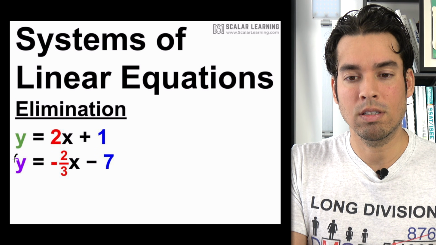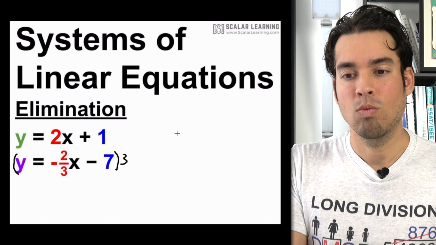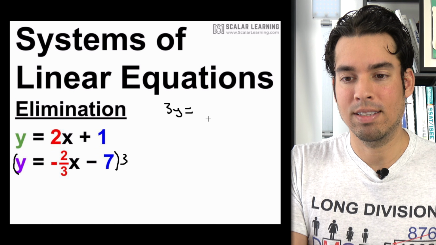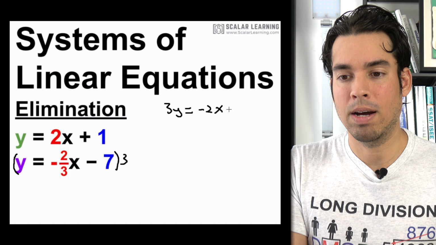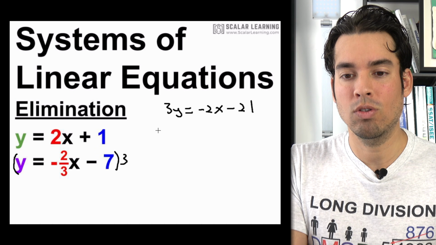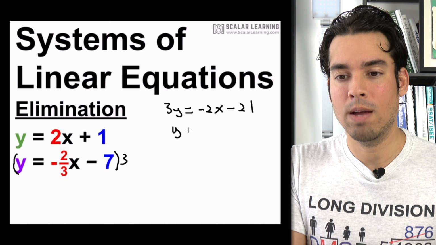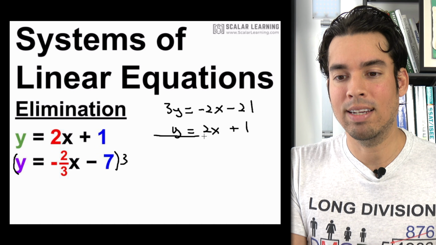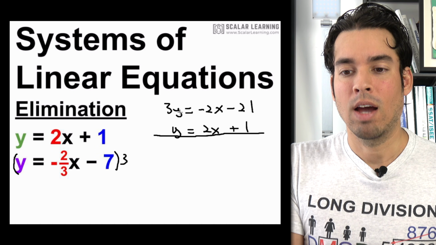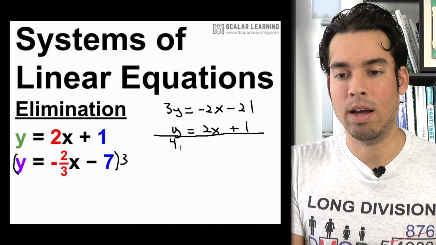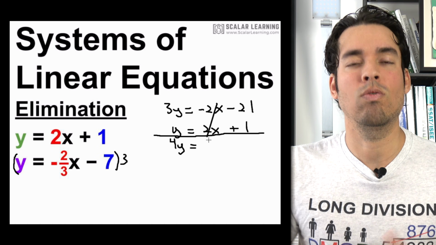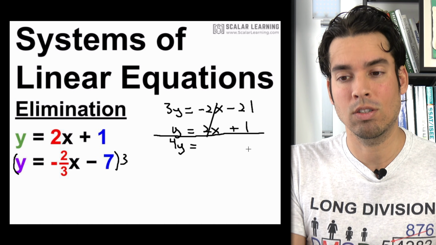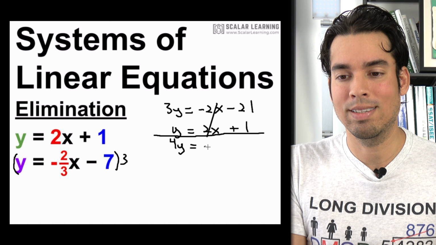If I multiply this entire equation by 3, watch what happens. I get 3y equals 3 times that, which is negative 2x, and then minus 21. Now I'm going to take my original top equation, which is y equals 2x plus 1, and I've got something really special. Now I can add these together. I can combine them. I can say 3y plus y is 4y equals, that's 0. So now I've canceled out one of the variables. I've got a single equation with a single variable. Now I can solve. And then I got negative 21 plus 1 is negative 20.